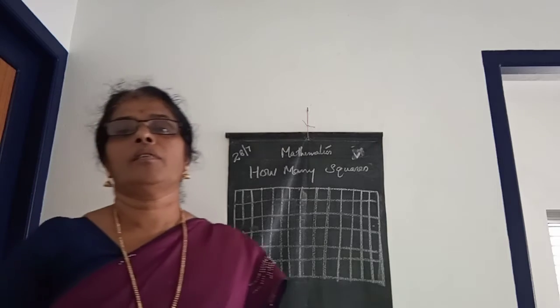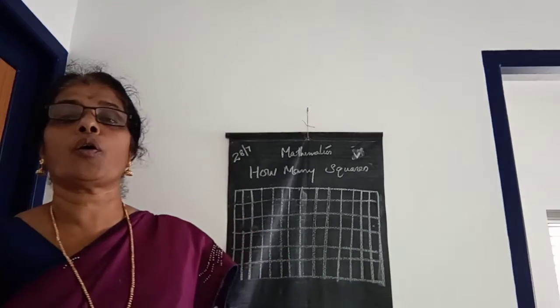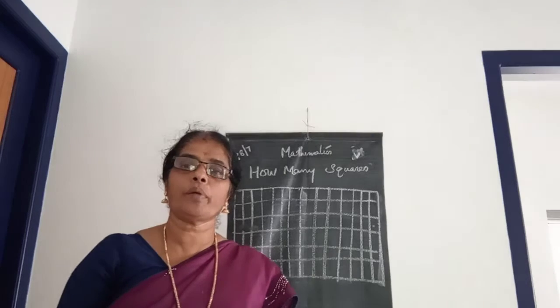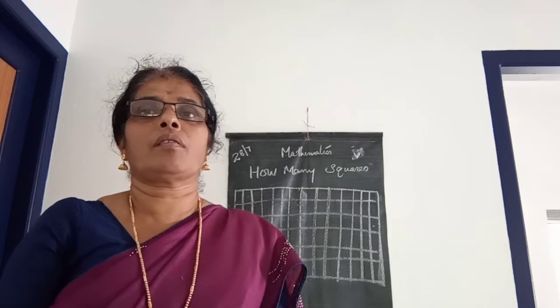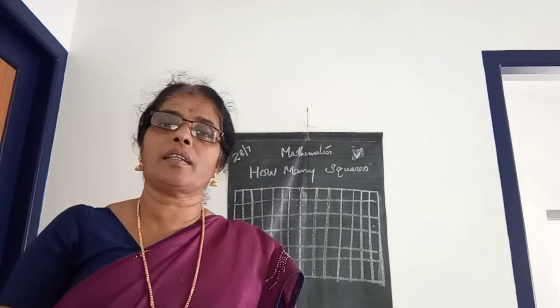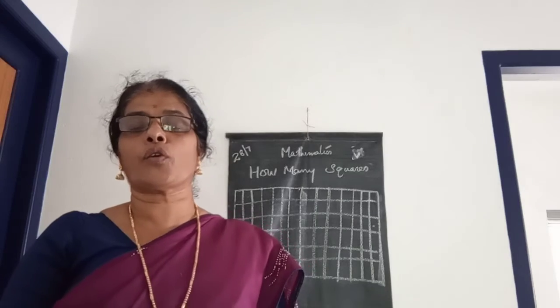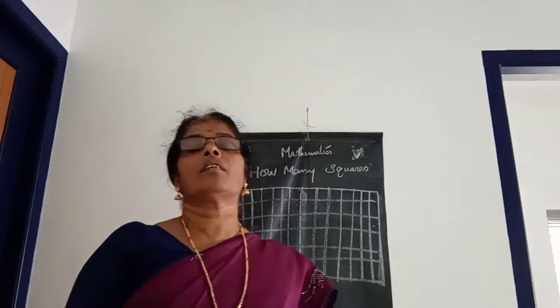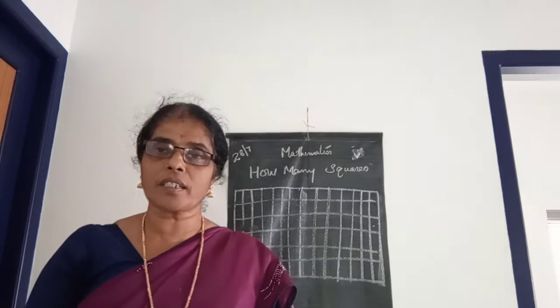Yes, we already started the next lesson, the third lesson, isn't it? What is the third lesson, children? How many squares? We already learned about squares and rectangles. How many sides does a square have? How many sides does a rectangle have? And what are the special features of squares and rectangles?